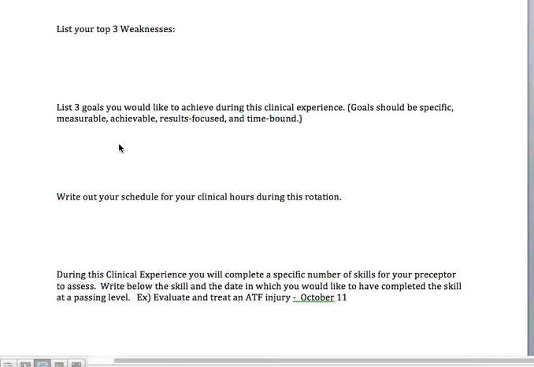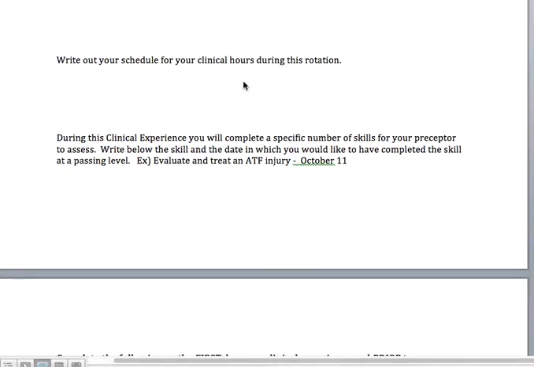Next one is write out your schedule for your clinical hours during this rotation. This can be in general. For example, you may say, I'm expected to be at practice an hour before practice time, and then at least a half an hour after practice time, and to attend all games during my rotation. Or if you're at a clinic, in general, what your hours are. You want to make sure it's very clear between you and your preceptor as to when you will be at your rotation.